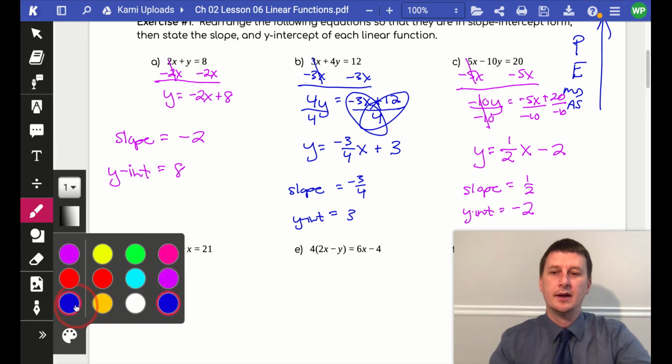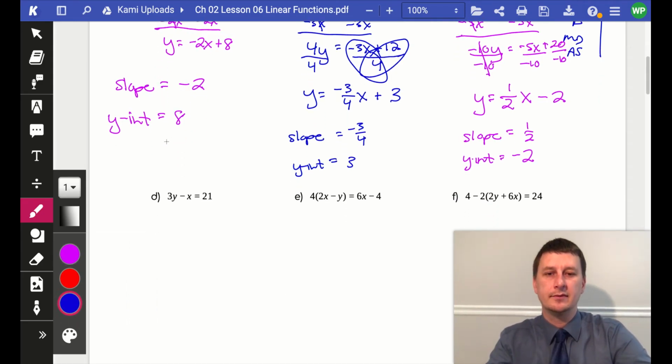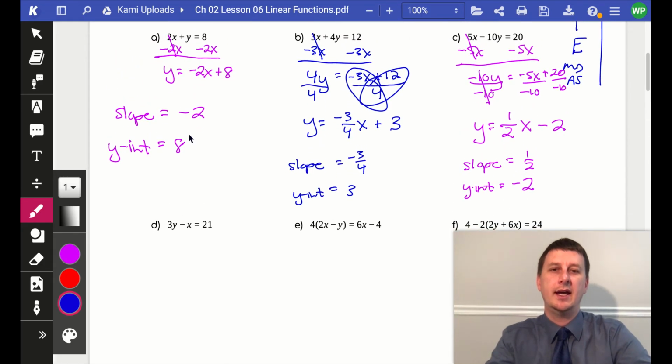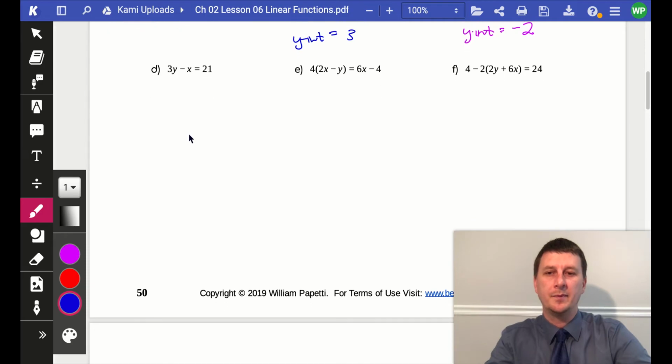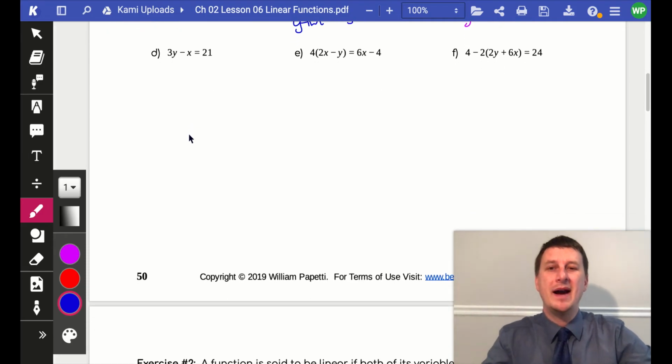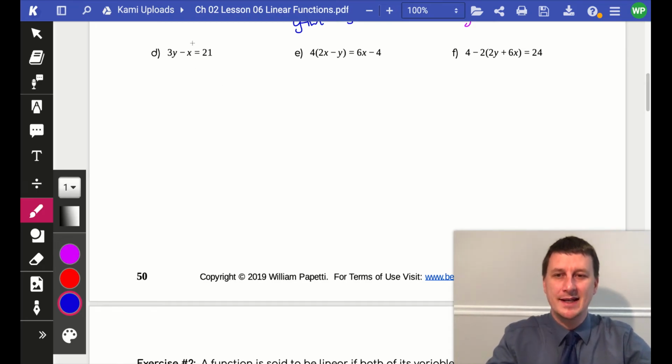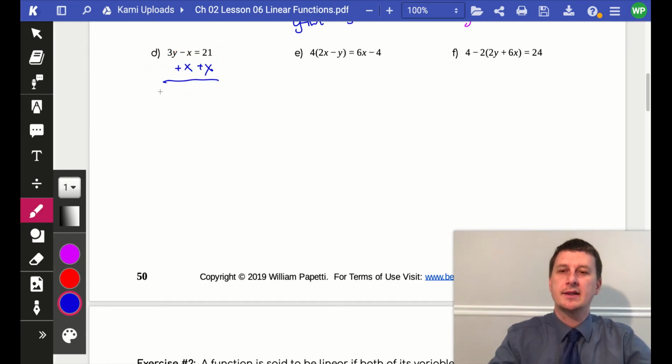All right. So we're ready for part D now. And again, if I'm going too fast, you can always pause the video, rewind, rewatch, and take notes. But in part D, we have 3y minus x equals 21. So the first thing I want to move is this minus x right here. It is a negative x, so I'm going to move it by addition. So I'm going to add that x to both sides. I'll be left with 3y is equal to x plus 21. Notice how I put my x's first to keep it in slope-intercept form.